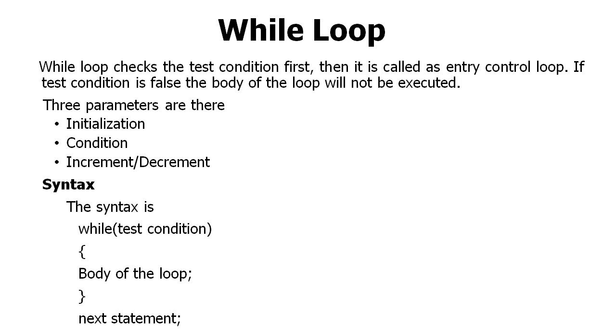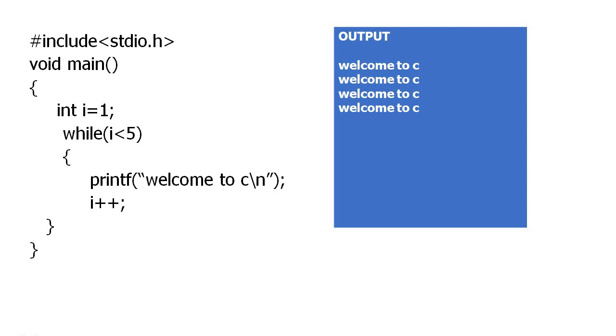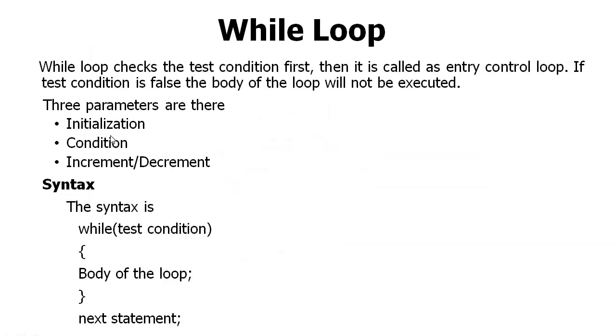Like the for loop, the while loop also has three parts: initialization, condition, and increment or decrement. Here the initialization part comes outside the while loop. See, in this program, in main, I have initialized the value of i to 1. So now my value of i is 1. The syntax of the while loop is: while, test condition. Then I enter into the body of the loop. Until the condition is true, I'll execute the body of the loop. Once that is done, I'll execute the next statement.